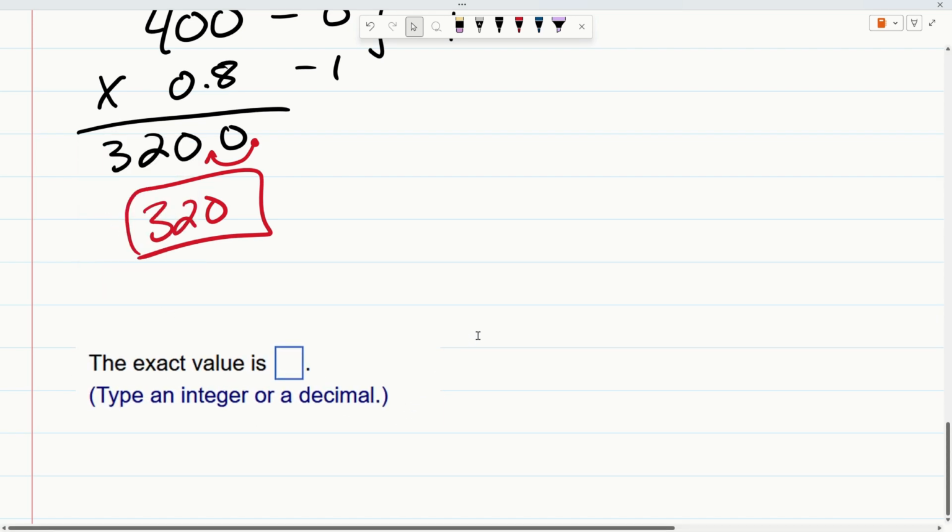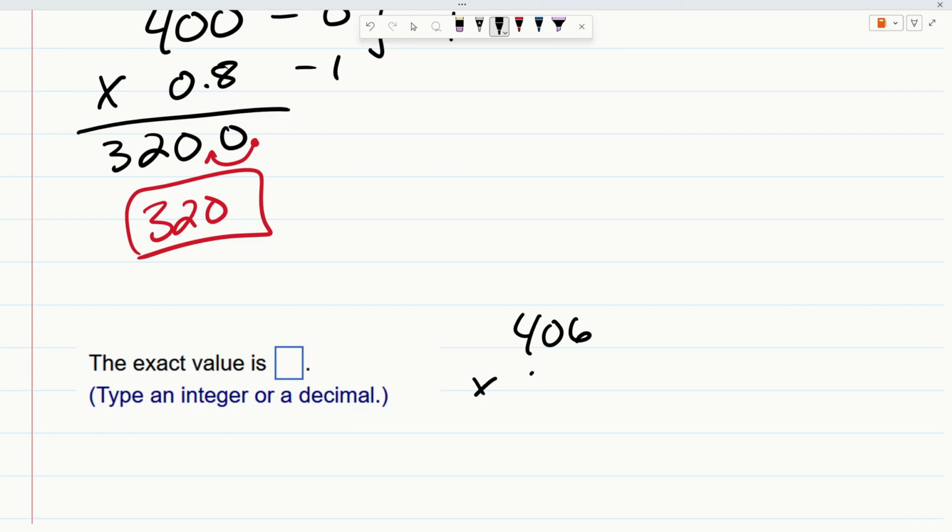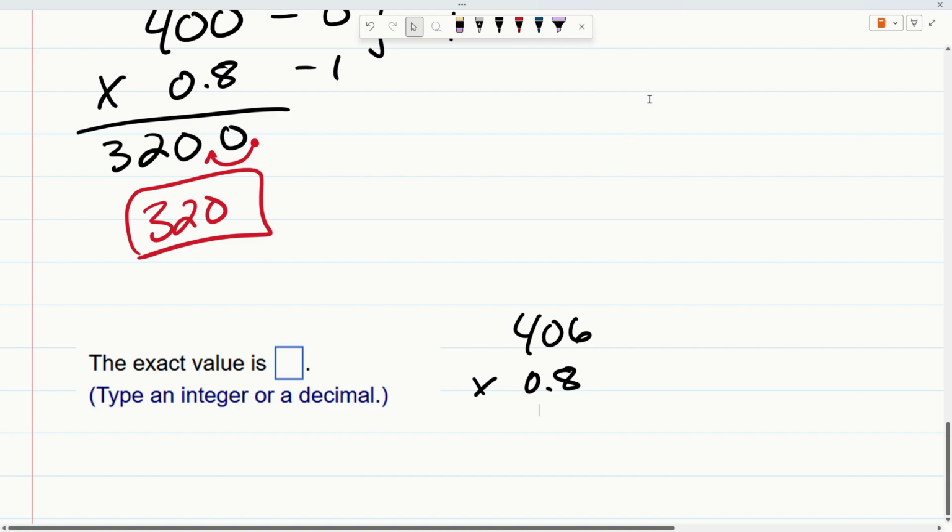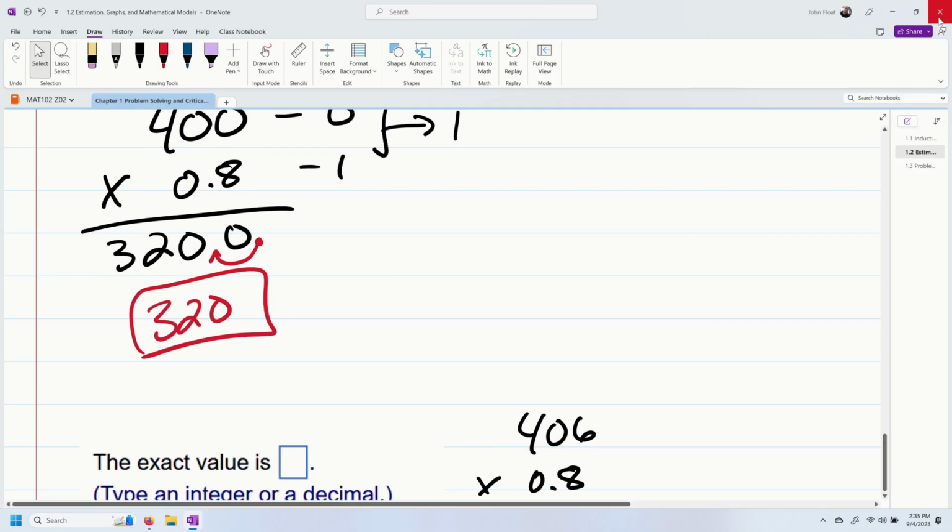All right, so what's the exact value? Well, in this situation, they really want you to multiply the two numbers. So it was 406 multiplied by 0.8. And to help us, I'm going to just go ahead and use my calculator. So let me pull out my calculator. I think I have one on my computer.